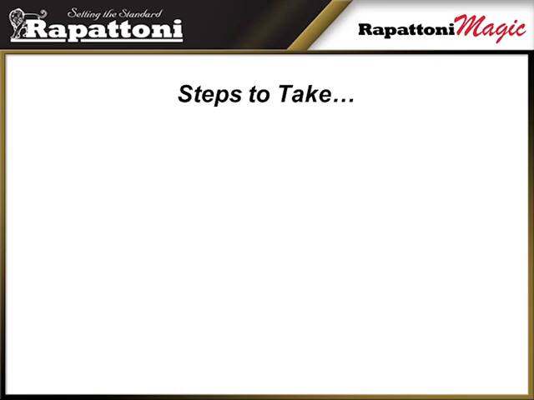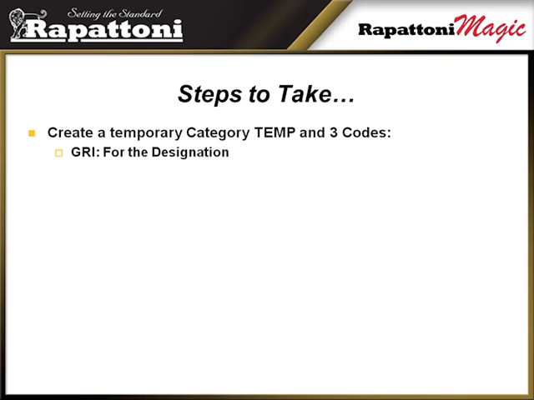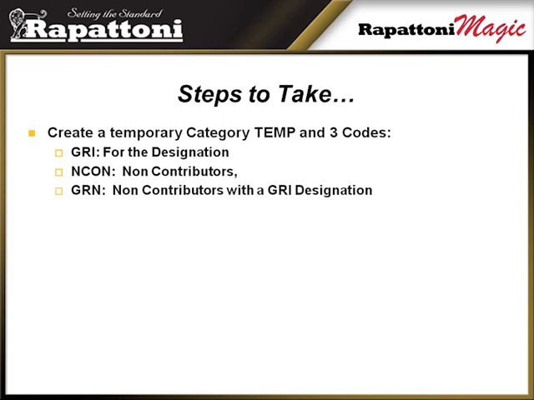All right, so now we're going to go through the steps to take. First step being we're going to create a temporary category we're going to call TEMP, and we're going to create three codes in that category. Number one we're going to call GRI for the designations. Number two we're going to call NCON for non-contributors. And the third code within that TEMP category we're going to call GRN, which will be the combination of our non-contributors with a GRI designation.